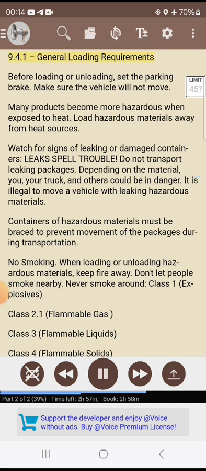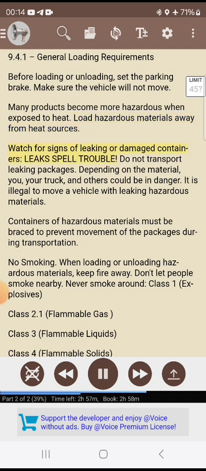9.4.1 General loading requirements. Before loading or unloading, set the parking brake. Make sure the vehicle will not move. Many products become more hazardous when exposed to heat. Load hazardous materials away from heat sources. Watch for signs of leaking or damaged containers.